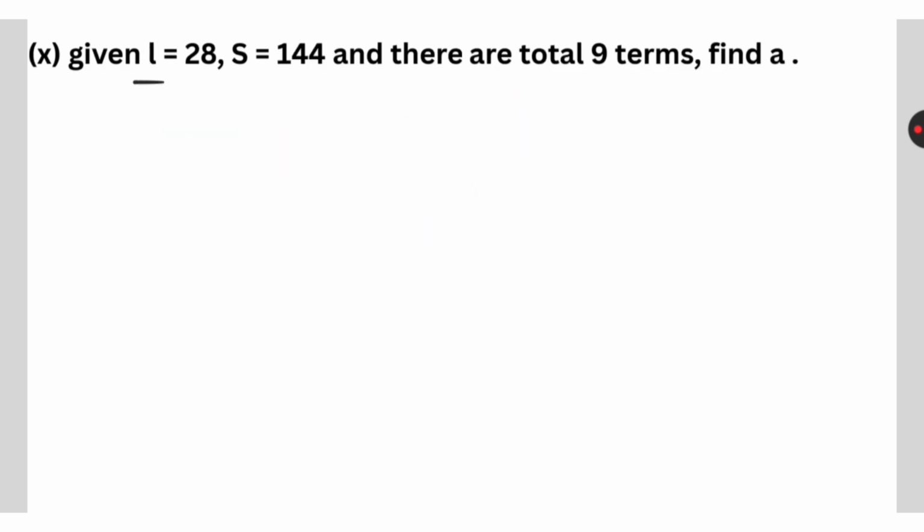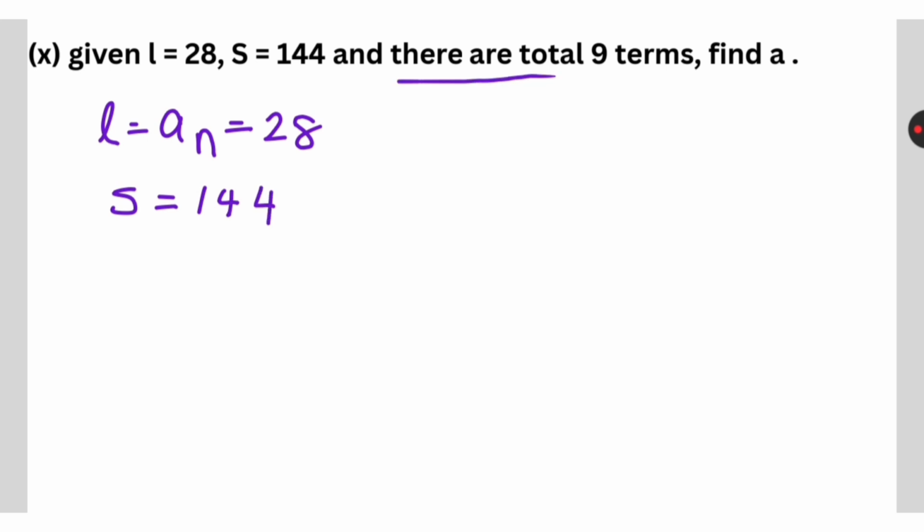So they have given l as 28. l is nothing but the last term, that is the nth term, which is 28. And they have also given S as 144. And they have given that there are a total of 9 terms. That means the number of terms is 9. This is the given information. Let's find the first term.